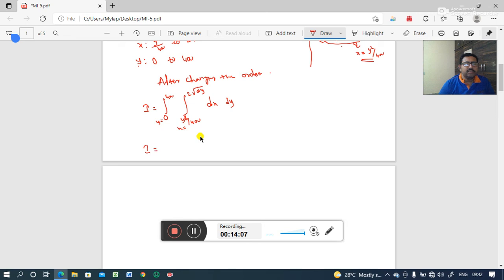So if you integrate this integral 0 to 4a as it is, integration of 1 into dx gives x. The limits are from y square by 4a to 2 into square root of ay, into dy, which implies I equals integral 0 to 4a. In place of x, if you use the upper limit, you get 2 into square root of ay minus the lower limit y square by 4a, into dy.